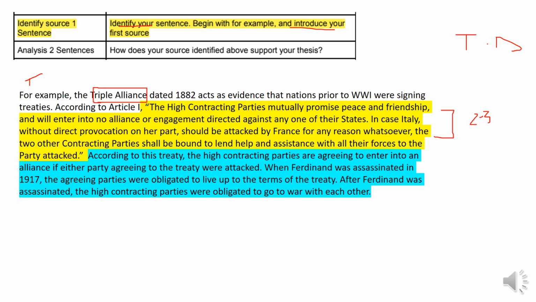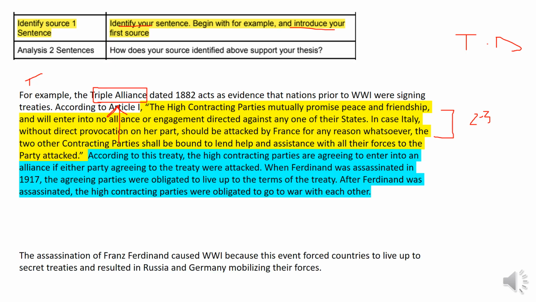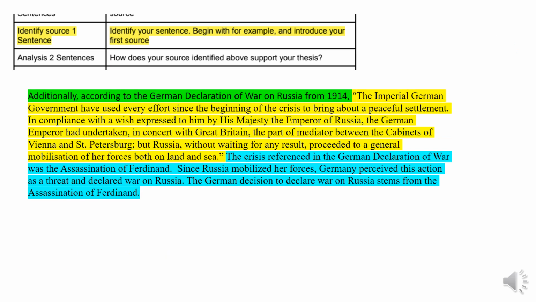Now we're getting into the analysis, the teal. According to this treaty, the Triple Alliance, the high parties are agreeing to enter into an alliance if either party to the treaty were attacked. So now we're getting into some specifics, and when we look at the thesis, it is arguing that the assassination forced countries to live up to secret treaties. So we have the secret treaty example here, and we're utilizing it in our analysis when we write about Ferdinand's assassination in relation to this Triple Alliance treaty.